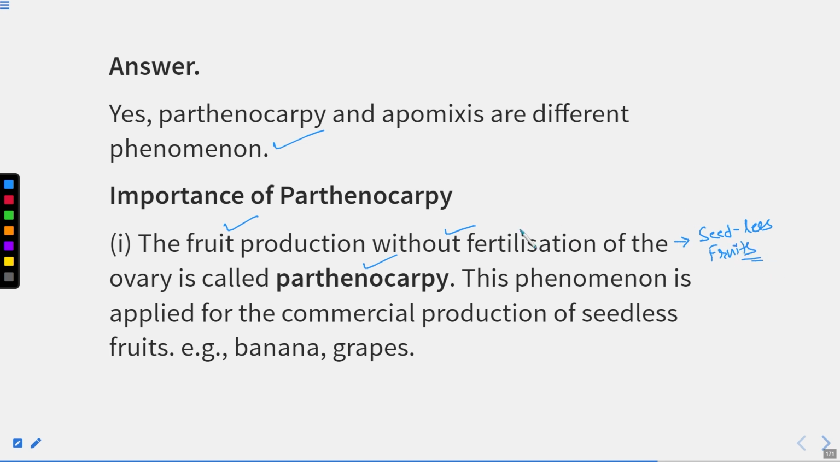Because here, the ovule doesn't develop into viable seeds. So this is known as parthenocarpy. This phenomenon is applied for the commercial production of seedless fruit. Some examples are banana and grapes. In these, seedless fruits are developed and they have high commercial importance.